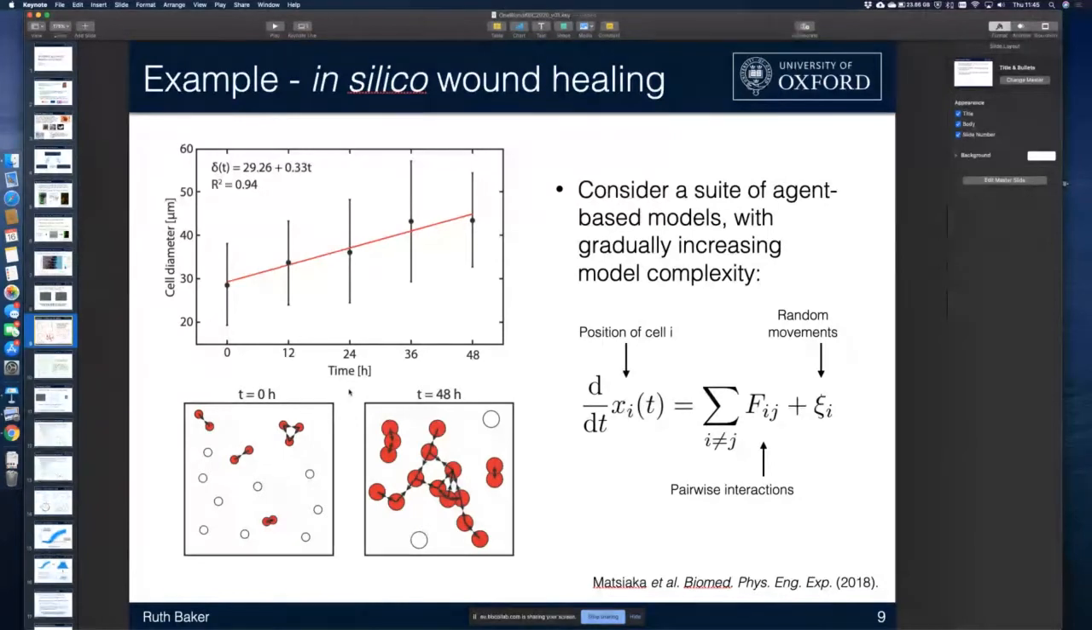So we developed an off-lattice model, which was a suite of interacting agents, and we used this to describe the experiments. The idea is that you model the position of a cell as xi, it changes in time, and it changes because the cells can undergo random movements, and they can also interact with other cells. Those interactions would be cells repelling each other if they get too close, and maybe attracting at quite short distances to replicate cell-cell adhesion.